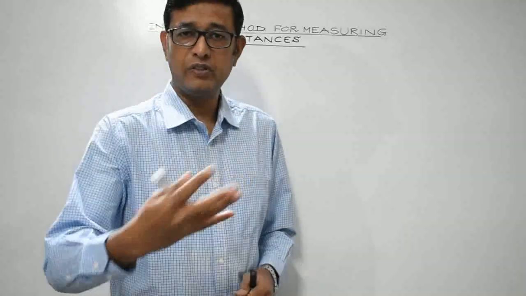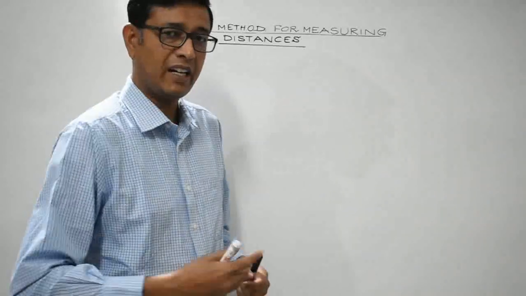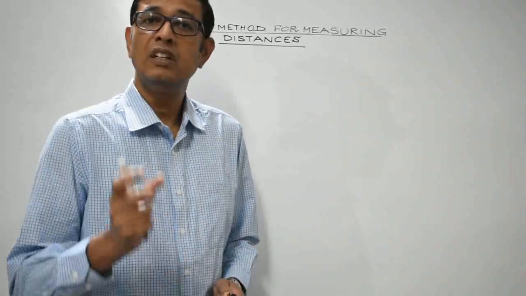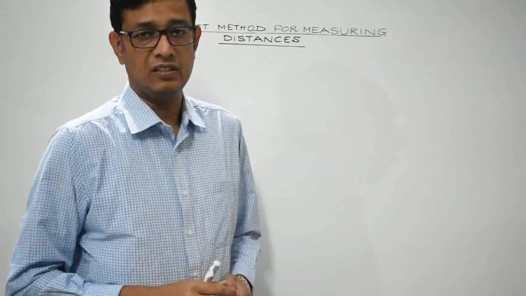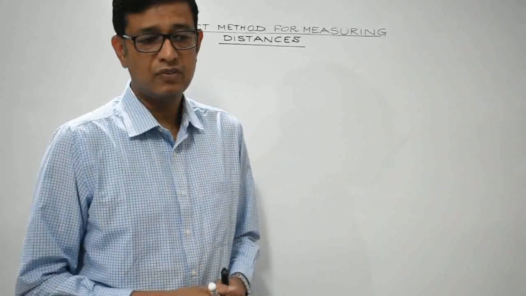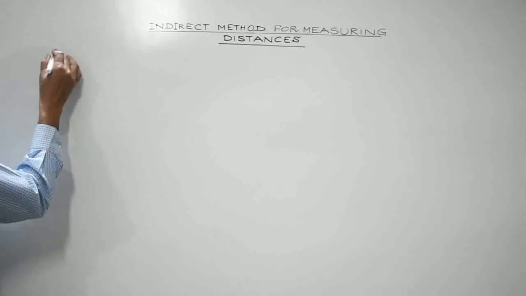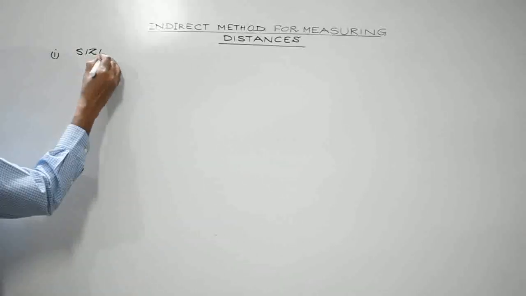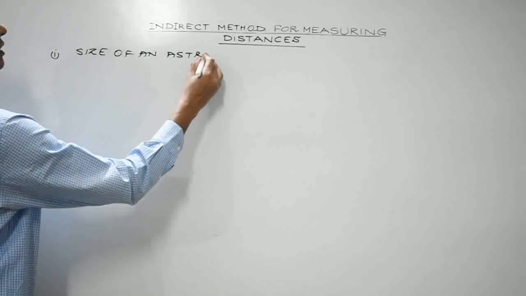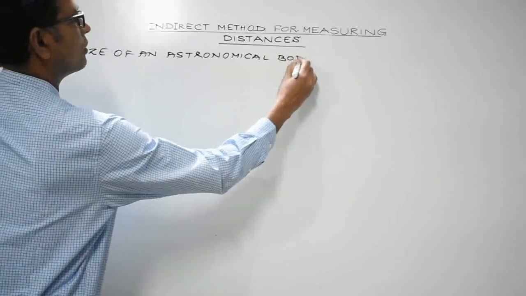Okay, let's proceed with the next topic. In the earlier section, we have discussed indirect methods for measuring distances. Basically, we have discussed the reflection or echo method, right? Now we will consider some other indirect methods for measuring distances. Let's start with how to find the size of an astronomical object.